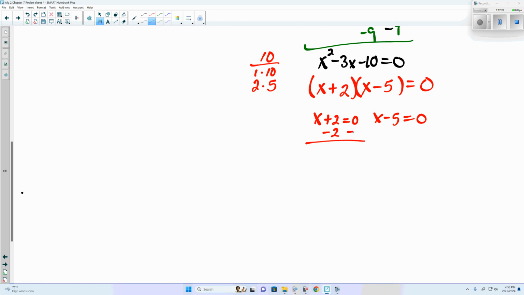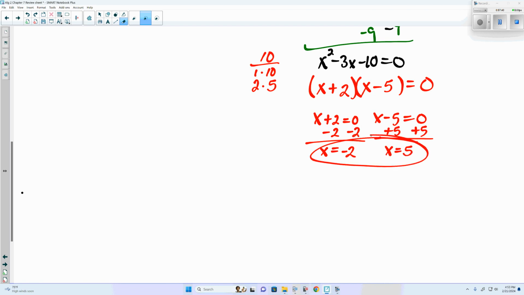For x plus 2, we would subtract 2, so x is negative 2. For the other one, we would add 5, telling us x is 5. So those are our two sets of factors. Because here the restrictions would be plus or minus 1.